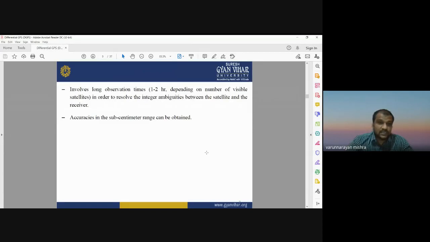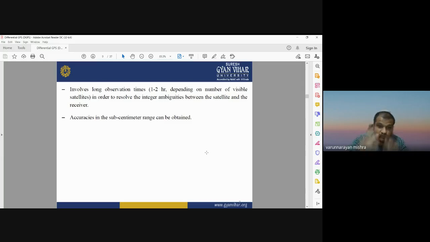For getting the positional information at any location, you need a long observational time, that is 1 to 2 hours. It means you have to be at the same location for 1 to 2 hours. Depending on the number of visible satellites, you have to wait to see how many satellites are visible to your receiver. That's what is known as static DGPS.